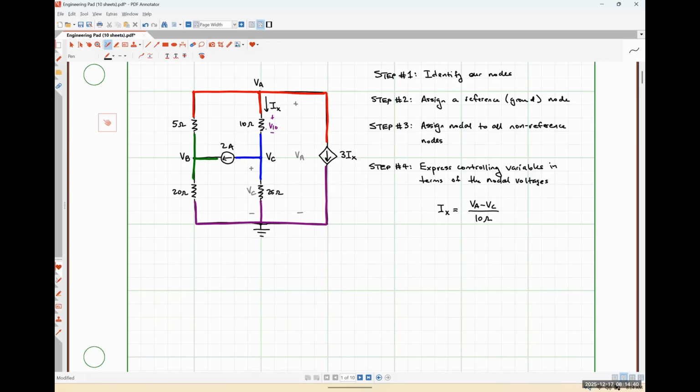Yep. So if we have a resistor like 25, that'd just be VC over 25? Yeah. We'll do that in literally just a minute. Yeah. So 100% correct there.